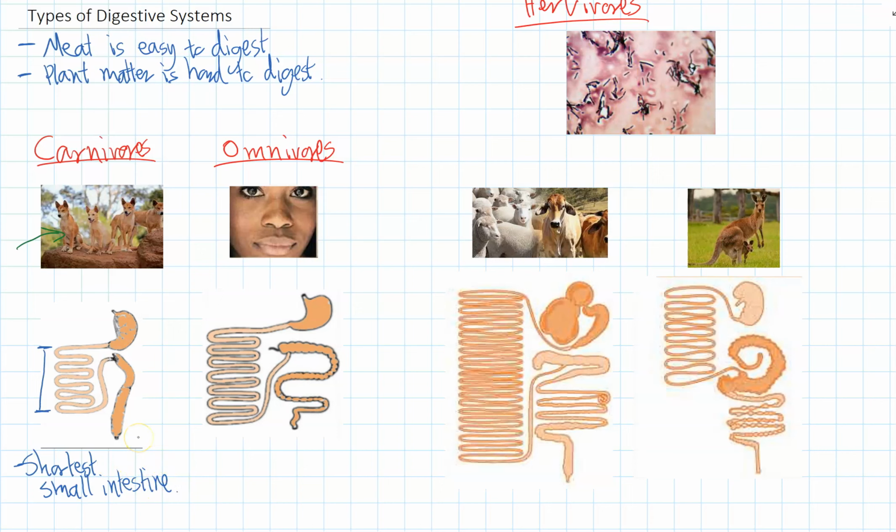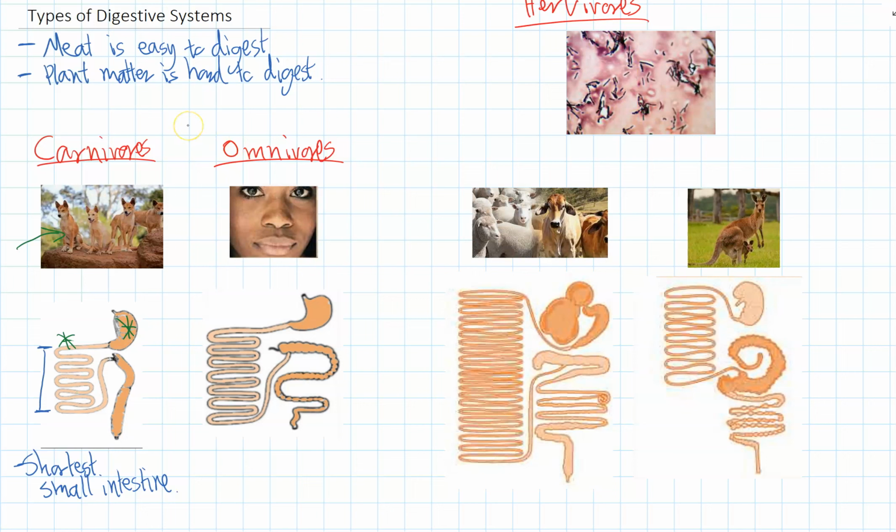And again, that's because carnivores are eating meat, and so meat is really easy to break down in the stomach and the small intestine by using the two types of digestion, chemical and physical digestion. And then that means it's easy and quick to be absorbed in the small intestine into the body. So carnivores have it easy. They can digest and absorb their food with a pretty short small intestine.